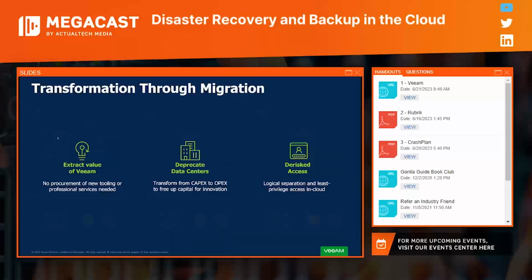They deprecated their data centers. Of course, that's a transformation from CapEx to OpEx. That frees up more capital for more innovation. Being a healthcare company, that ultimately drives better patient outcomes.